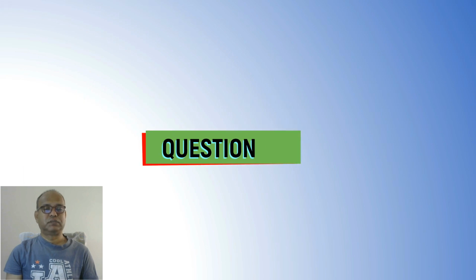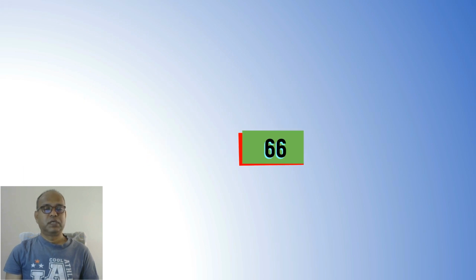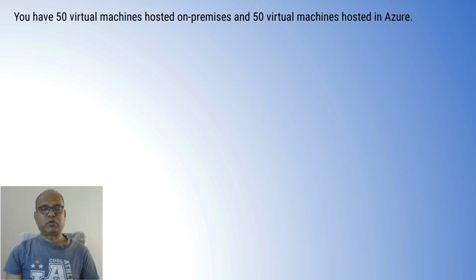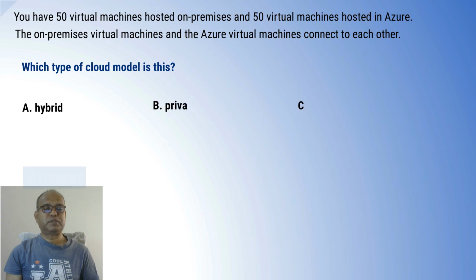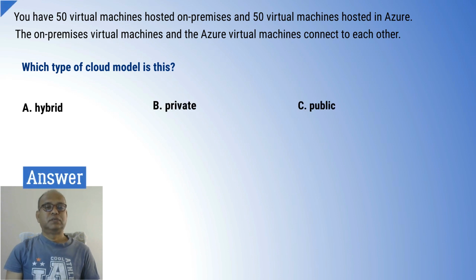Next question. Question number 66. You have 50 virtual machines hosted on premises and 50 virtual machines hosted in Azure. The on-premises virtual machines and the Azure virtual machines connect to each other. Which type of cloud model is this? Option A, hybrid. Option B, private. Option C, public. Answer. As you know, a combination of on-premises resources and public cloud resources is called a hybrid cloud model. Therefore, the correct answer is option A.